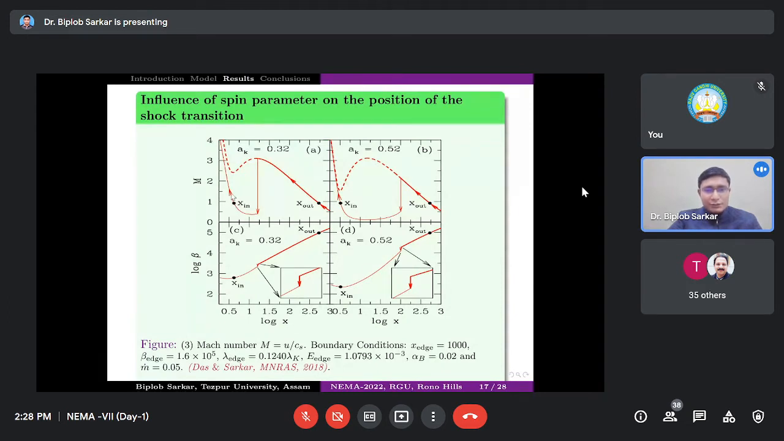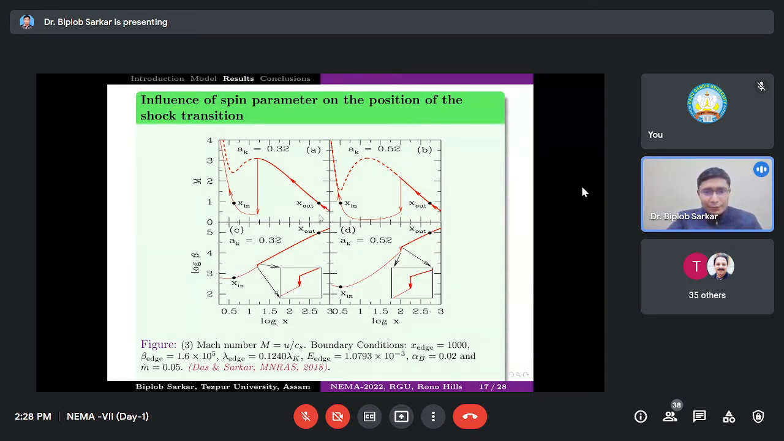So after passing through the inner sonic point, matter becomes supersonic again, and the supersonic matter can enter into the black hole. Now in this figure A, the spin parameter of the black hole is chosen as 0.32. So this is quite a slowly rotating black hole.